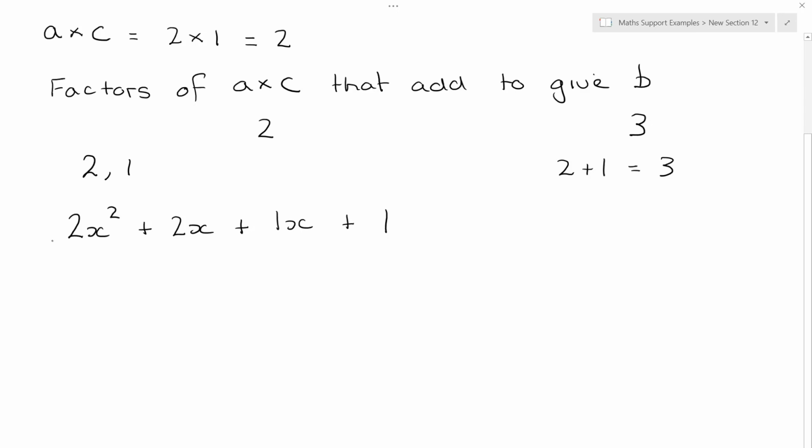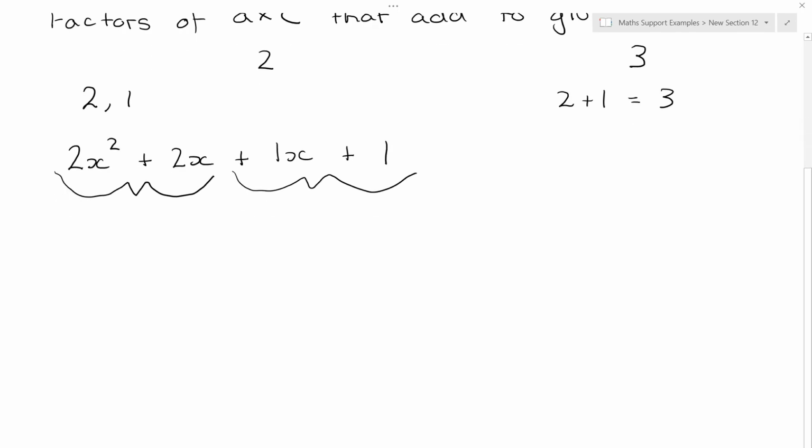Now what we need to do is factorise the first 2 terms and the last 2 terms. So looking at 2x squared plus 2x, we can see they have a common factor of 2x. So if we factorise that out, putting the 2x in front of a bracket, we have x plus 1 left over within our bracket. Looking at x plus 1, we can see they have a common factor of 1, to leave us with x plus 1 in our bracket.